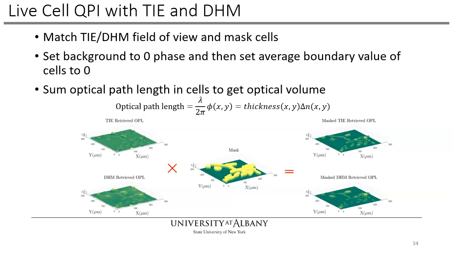Okay. So these are the retrieved phases. The background has been zeroed out, and we can just sum over all the pixels to get total optical volume, we call it. It's summing the optical thickness. It's just a zero. We don't want to count the background. So we draw something that's one over all the cells, zero on the background, and multiply it with this. It's just a way of zeroing out the background by outlining the cells to begin with.